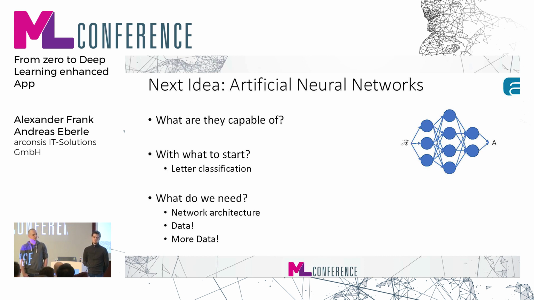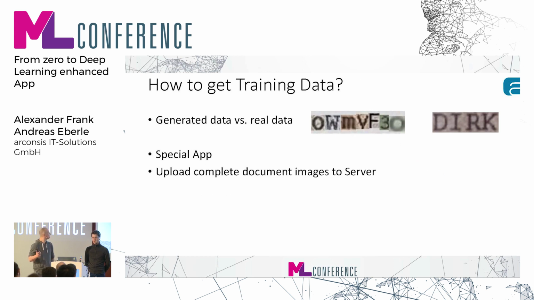But what do we need to actually start running it? Well, we need such an architecture, start with MNIST, and we need a lot of data. Many data. So therefore, how to get that data?